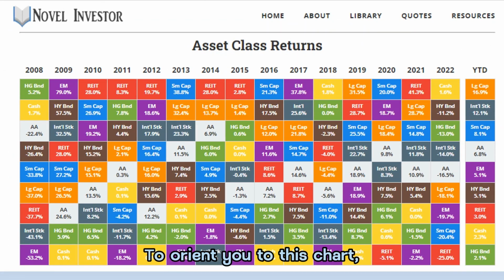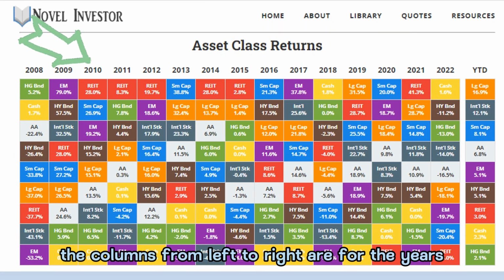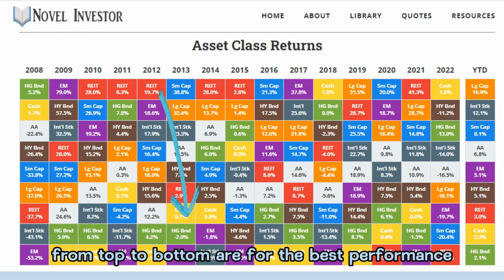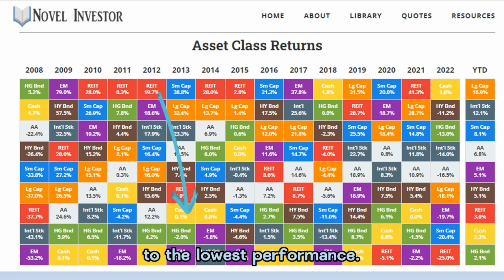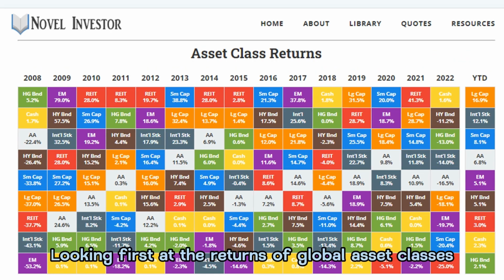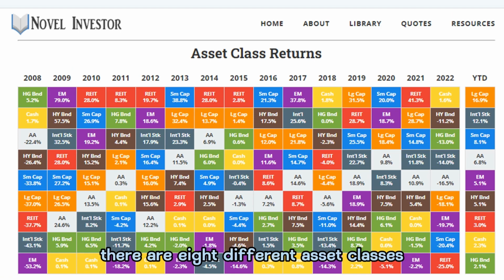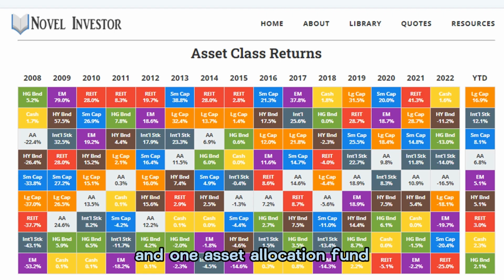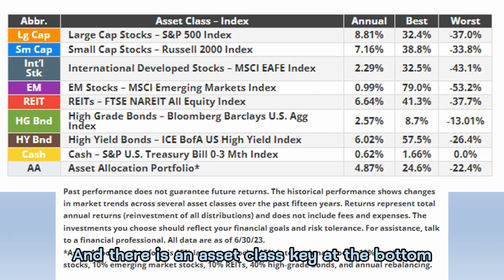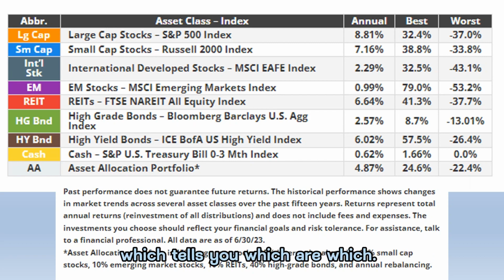To orient you to this chart, the columns from left to right are for the years, and the rows from top to bottom are for the best performance to the lowest performance, and the year-to-date performance is in the column to the far right. Looking first at the returns of global asset classes, there are 8 different asset classes and 1 asset allocation fund, which is a combination of 6 of the asset classes. And there is an asset class key at the bottom, which tells you which are which.